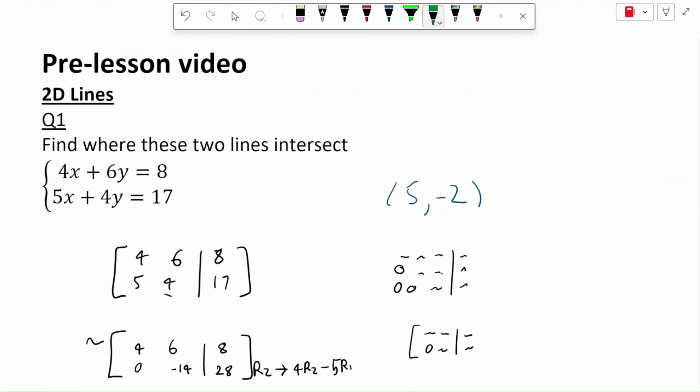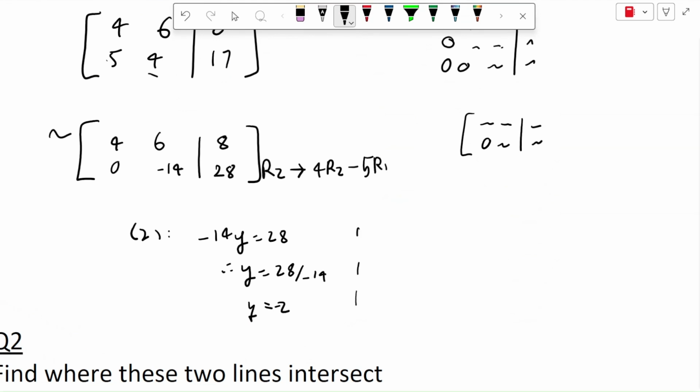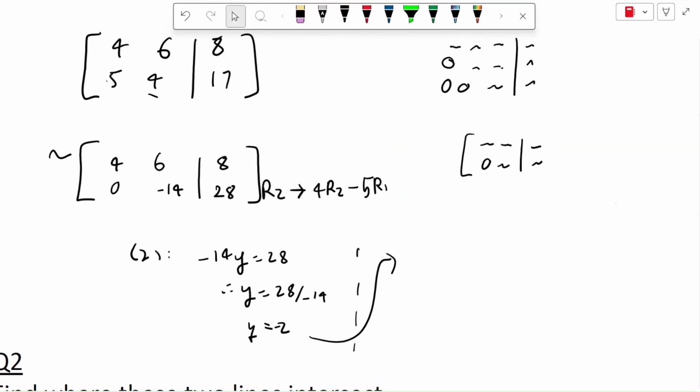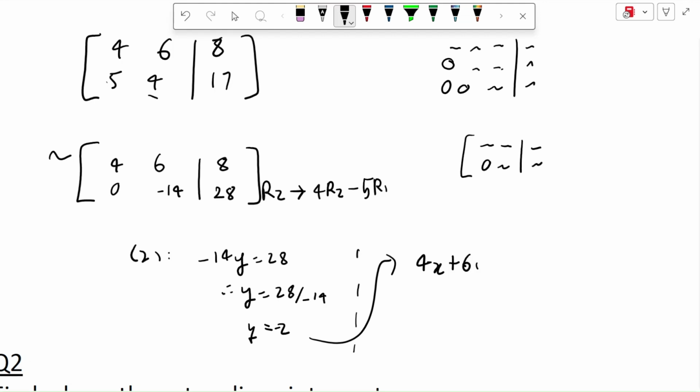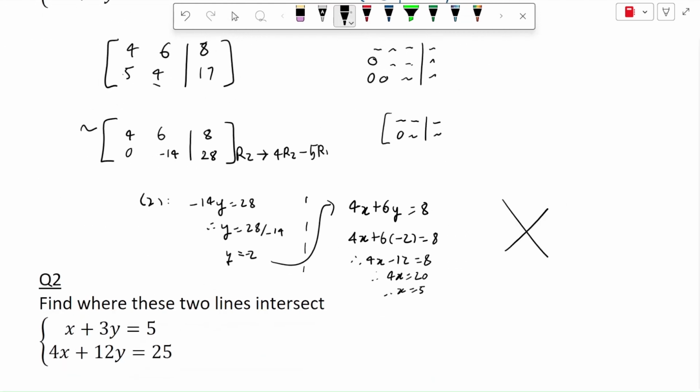Which is wonderful news because y was minus 2. You absolutely could use elimination or something if you prefer to solve it like that, but the point is row operations do work with 2 by 2 equations. Okay, now that we know y is minus 2, you've got 4x plus 6 lots of minus 2 is 8. So 4x take 12 is 8. So 4x is 20, so x is 5. Done. So what we've got here is 2 lines and they meet in a point. And that point is 5, minus 2.